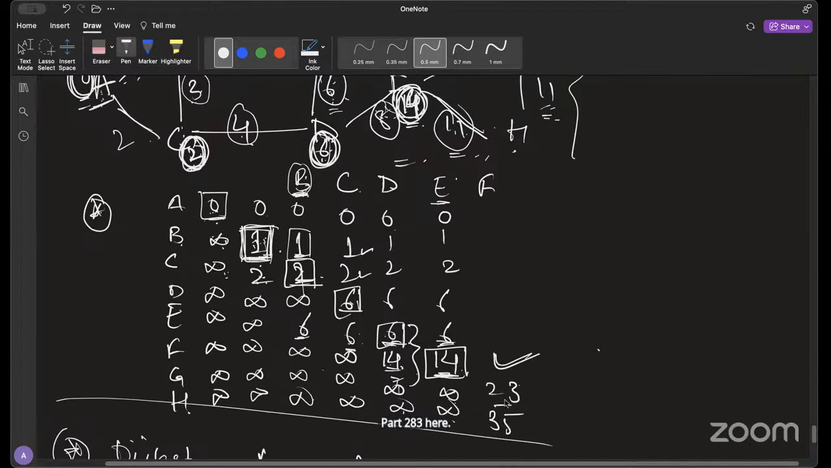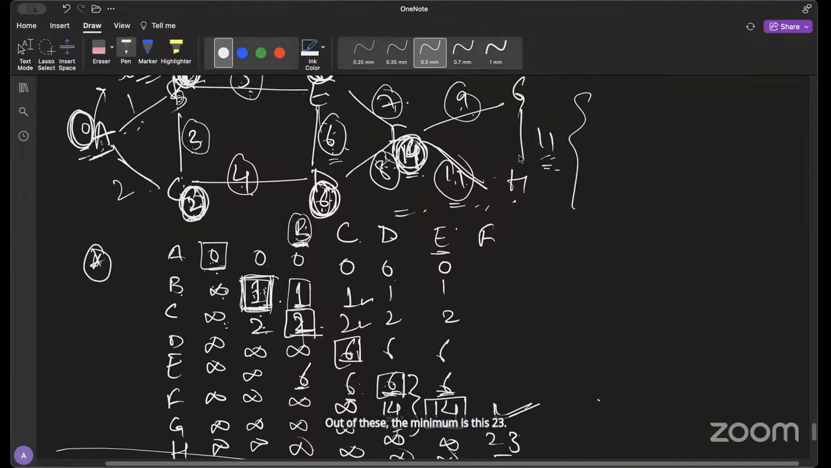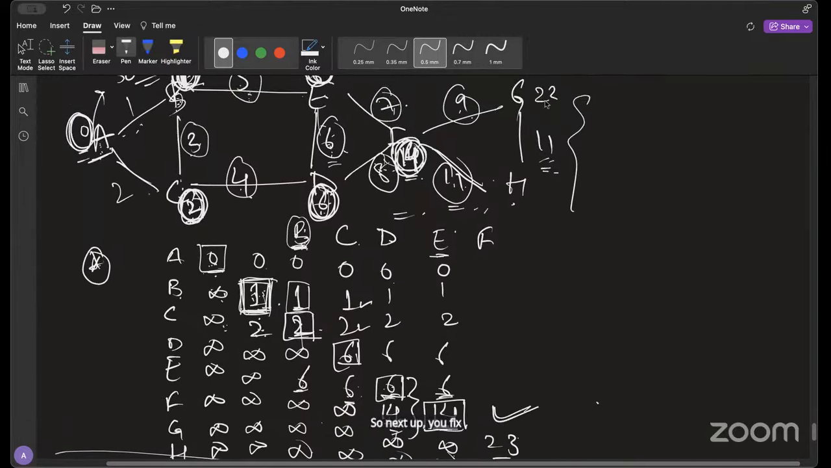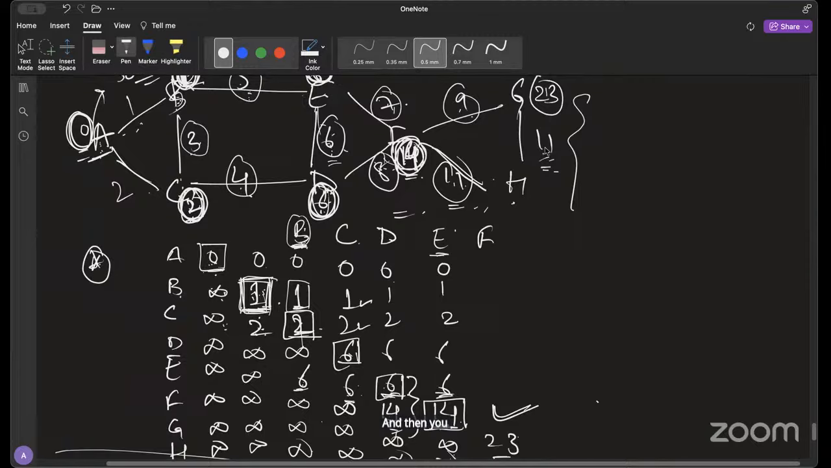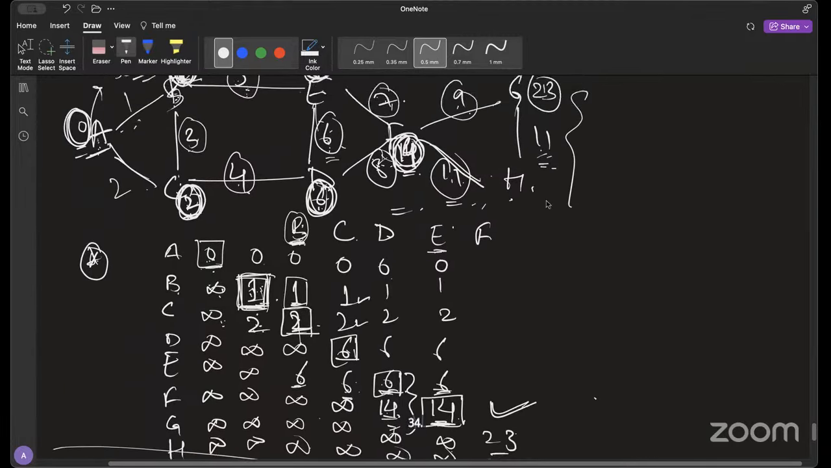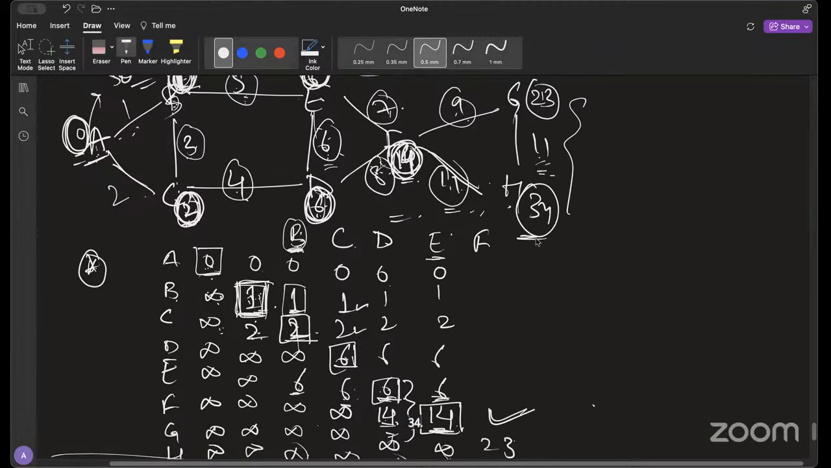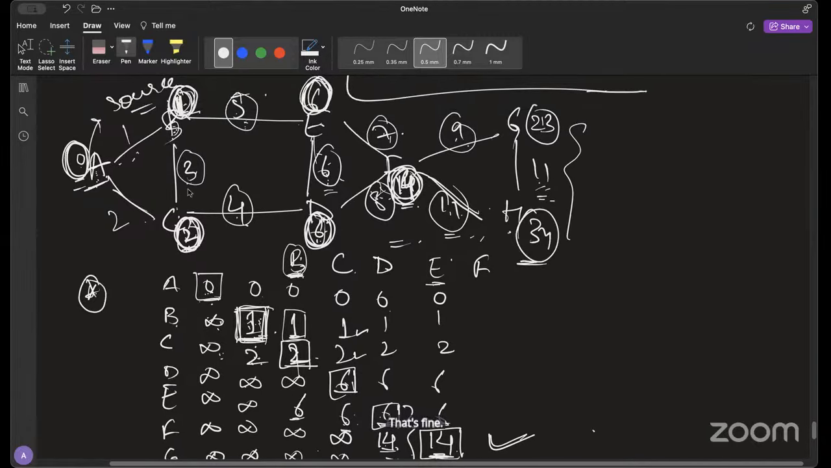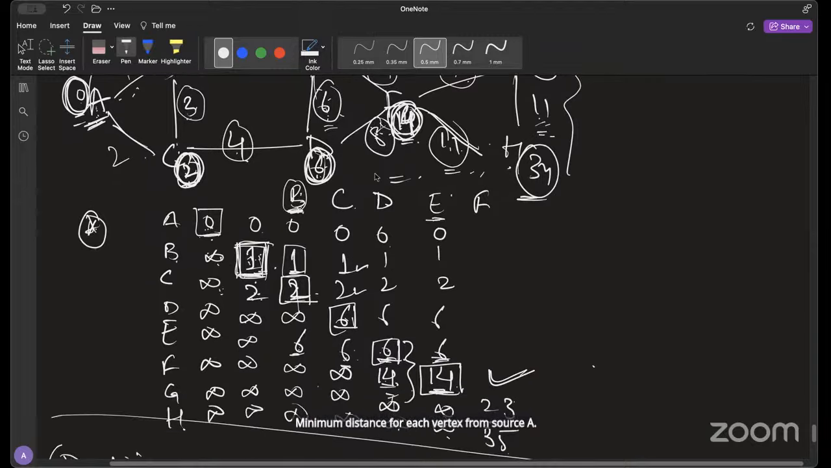So out of these, the minimum is this 23. So next up, you fix the distance at this 23. And then you see 23 plus 11 is how much? It's 34. And here you have 35. You get a 34. That's fine. Now you have a distance for each vertex, the minimum distance for each vertex from source A. Is this fine?